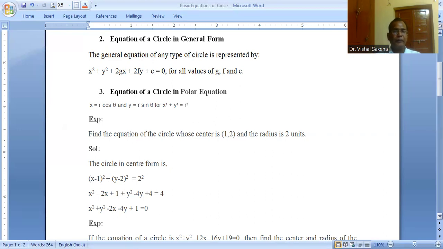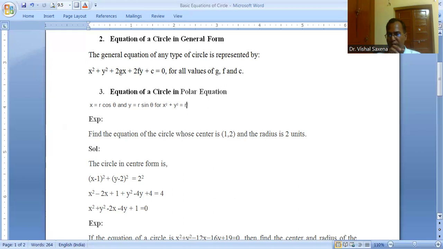The first example is: find the equation of circle whose center is (1, 2) and radius is 2 units. So in this question, we have to find the equation of circle whose center is (1, 2) and radius is 2. To solve this question, we can use the equation of circle in the center form, which is given by (x minus 1) whole square plus (y minus 2) whole square equal to r square. So center is (1, 2), so (x minus 1) whole square plus (y minus 2) whole square equal to radius 2, so 2 square.